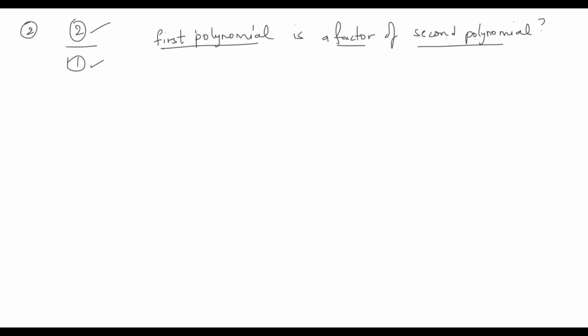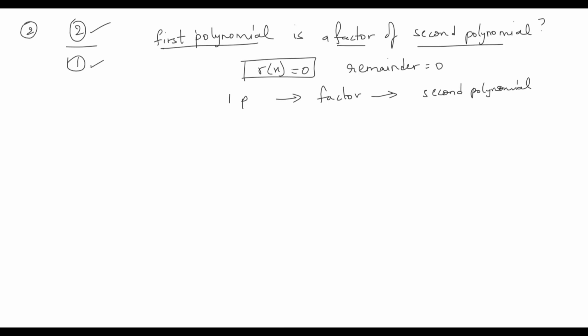How will we know whether it is a factor? If r of x is equal to 0, that is, the remainder is 0, then we can say that the first polynomial is a factor of the second polynomial.